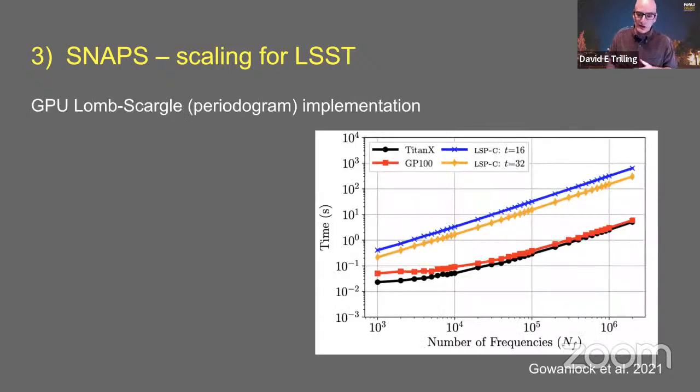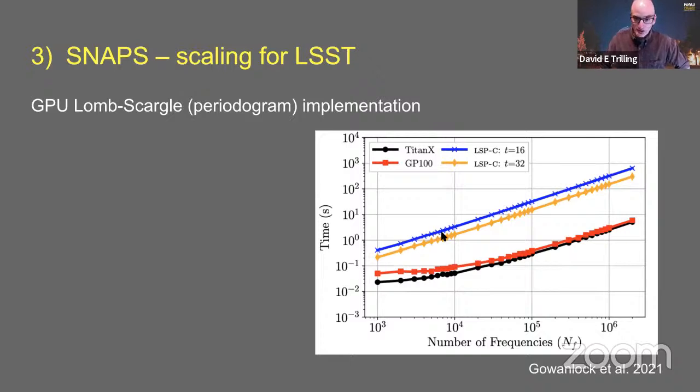Okay, so one of our computer science approaches has been to implement a GPU periodogram approach. The Lomb-Scargle approach is usually the technique that we use. What I'm showing here on this plot is from Mike Gowanlock's paper earlier this year. This is the number of frequencies that we searched in our periodogram, from 1,000 up to 1,000,000. And here's the time it takes in seconds, on a logarithmic scale.